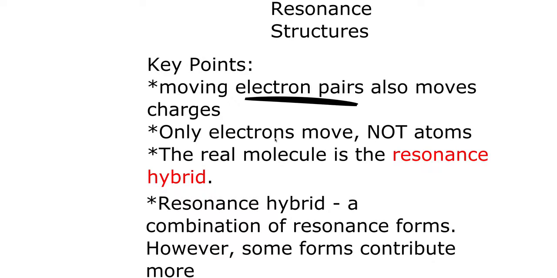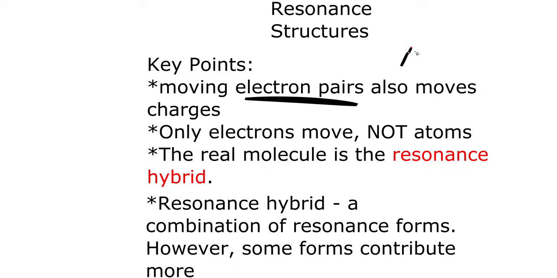Okay, and welcome to this video on resonance structures. Resonance structures occur when we are able to draw several correct Lewis structures. Before I dive into an example, let's get some key points down. When we move electron pairs, we will also be moving charges.